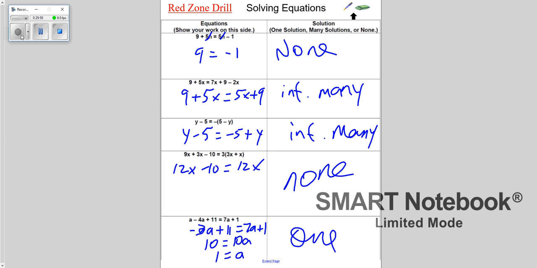The hardest part about this was that in number 2 and 3, each side of the equation was written in a different order, so maybe you don't recognize that it's infinitely many. And in number 4, they made it a little tricky with this distributive property with the 3x plus x in the parentheses, but combining like terms and distributive property, it came out to 12x.